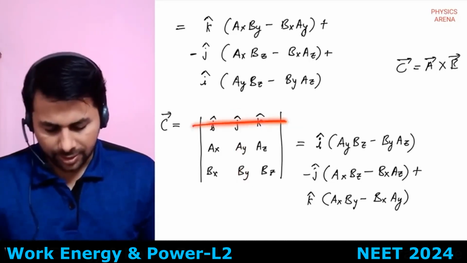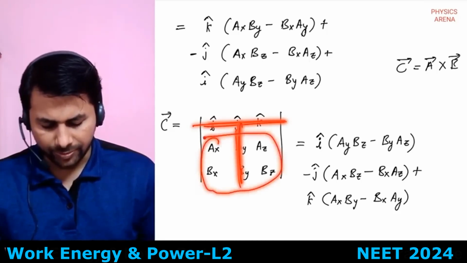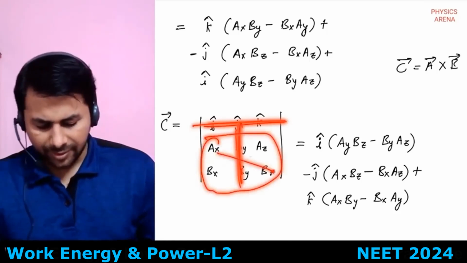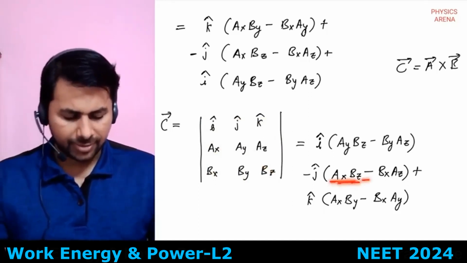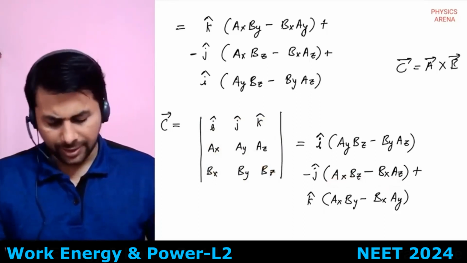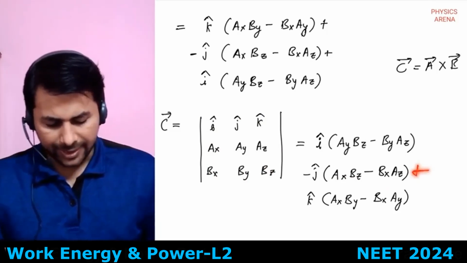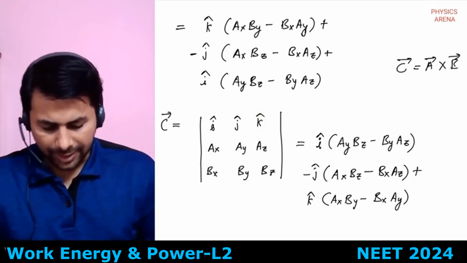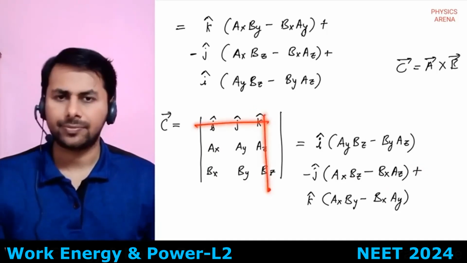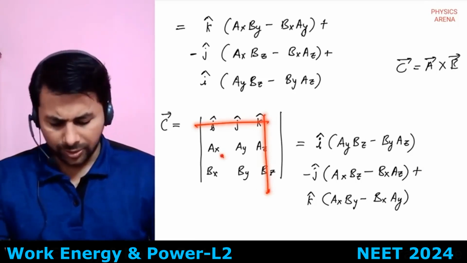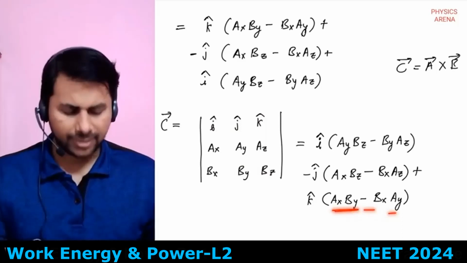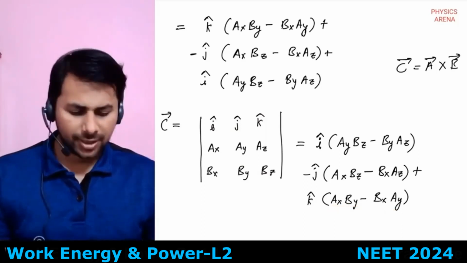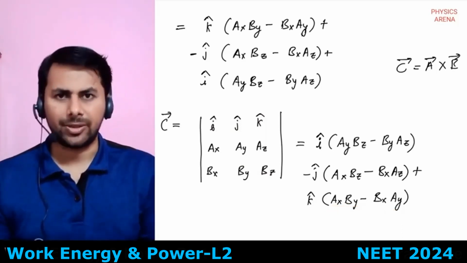Hide this row and this column. So you will be left with these four. So a_x b_z minus b_x a_z. And similarly, take plus k cap and hide this row, this column. Then you have a_x b_y minus b_x a_y. This is how we find the determinant.